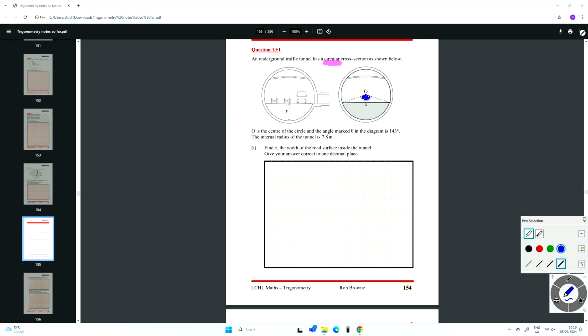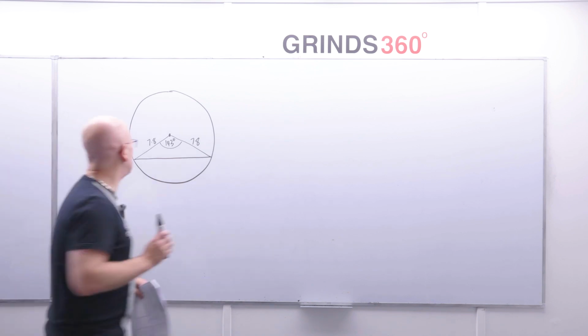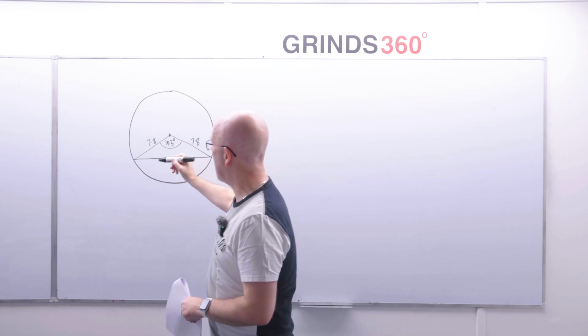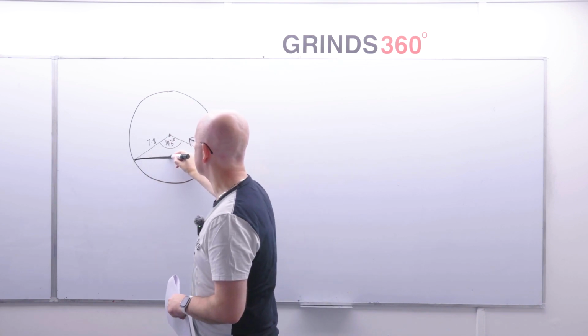Okay, it says the internal radius of the tunnel is 7.8. So remember, because this goes from the center out to the edge, that's 7.8 there, and so is this one here. So they're both 7.8, and the first thing we have to do is to find x, the width of the road. So I've filled in the relevant information on the diagram. We've got the angle of 143 and the two 7.8s, so we've got a diagram that looks like this. That's 143, these are both 7.8, and I'm asked to find this width here, x.